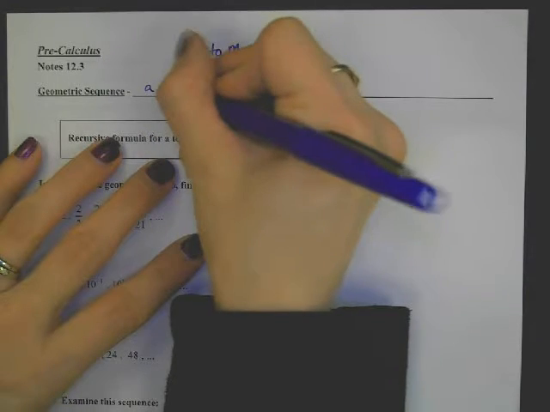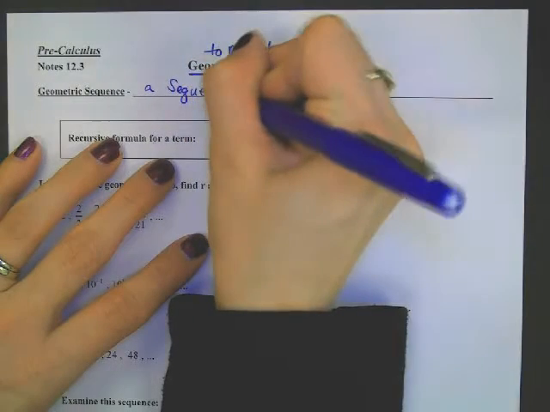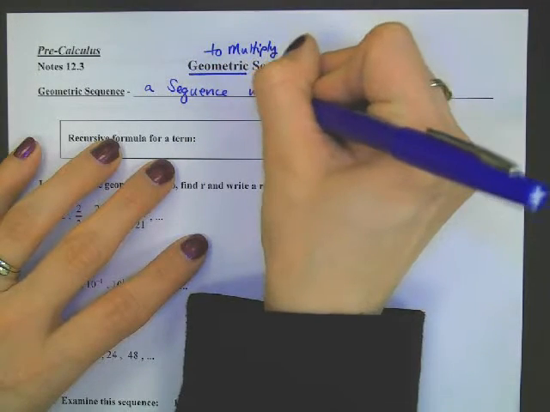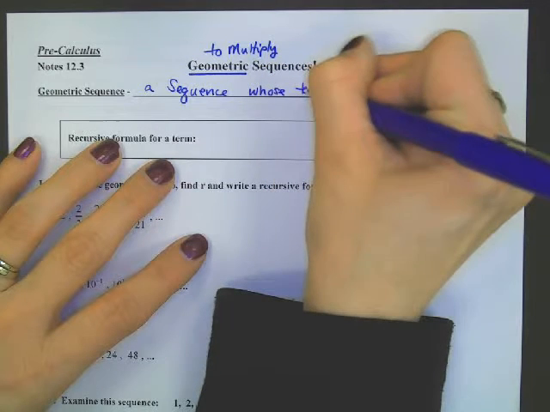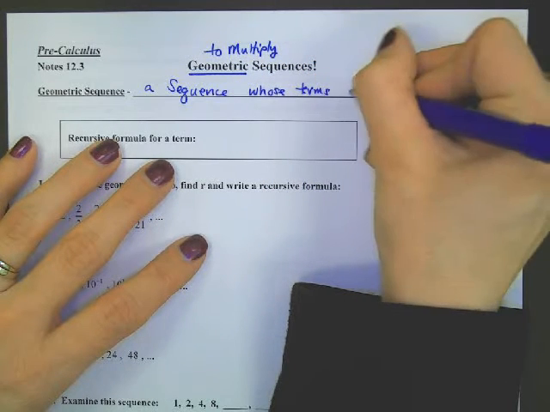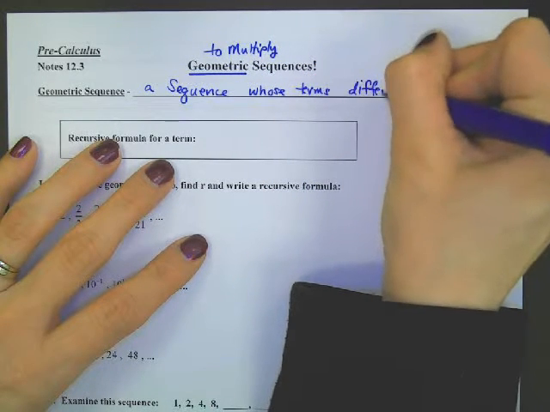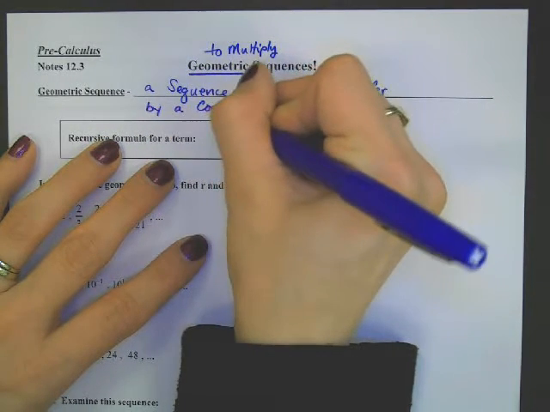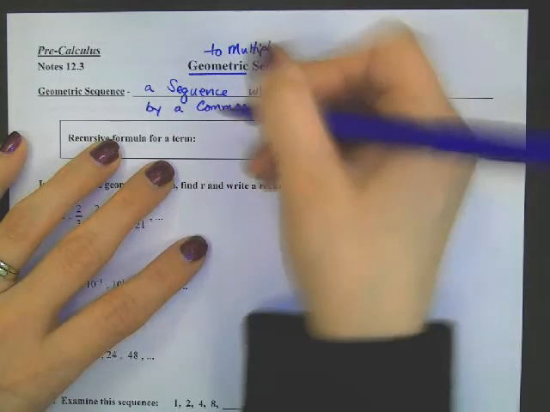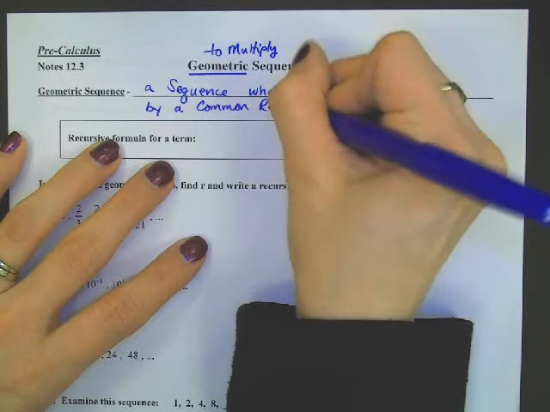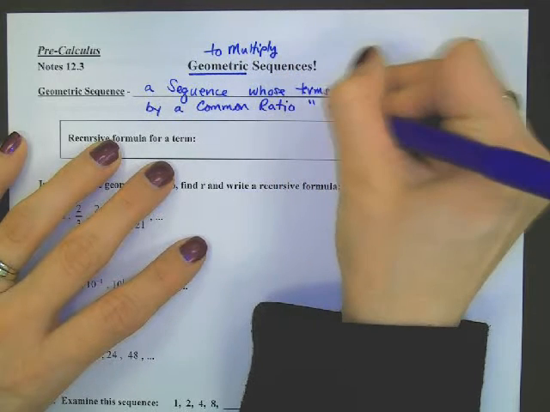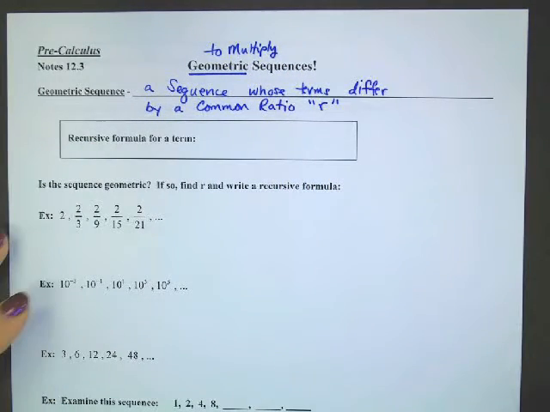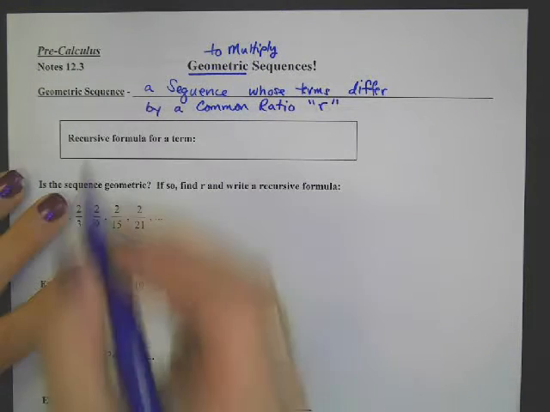A geometric sequence is a sequence whose terms differ by a common ratio. So we're not talking a common difference, we're talking a common ratio. And we're not going to use the letter D, we're going to use the letter R. So you're going to multiply by something, multiply by something.